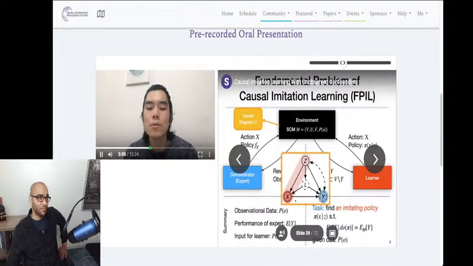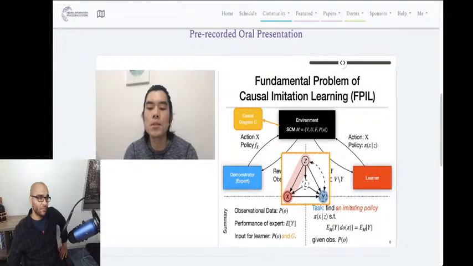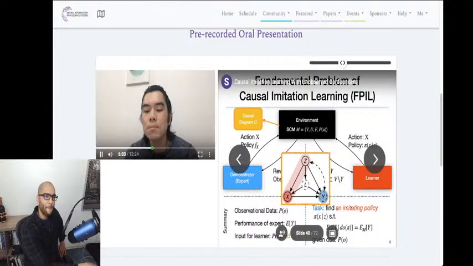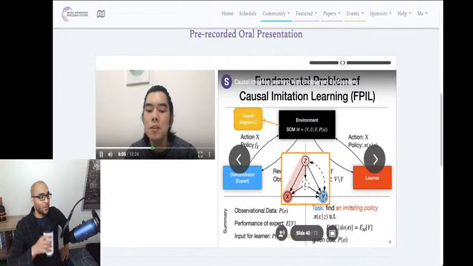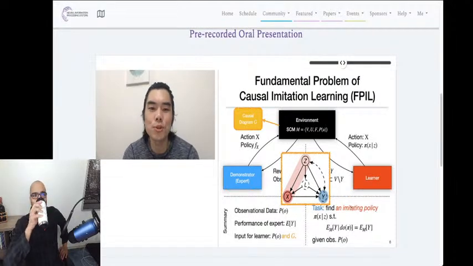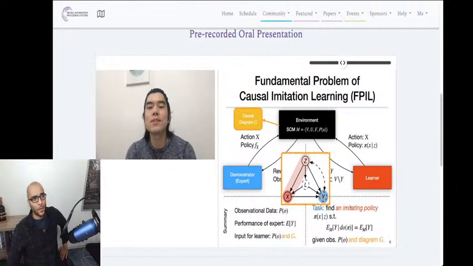Arrows represent functional relationships among them. We assume that the learner agent has access to a causal diagram G. And the task now is to find the imitating policy pi from the combination of the observational distribution P of O and the causal diagram G.